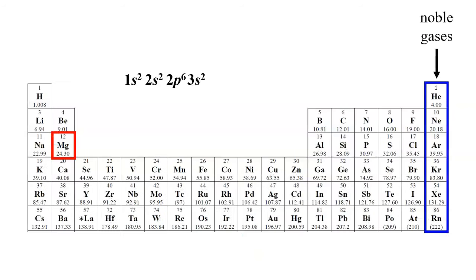Since magnesium is located in period 3, you could use the noble gas at the end of the previous row. So at the end of period 2, that would be neon. And if you write neon in brackets, that abbreviates 1s2, 2s2, 2p6, and then all you would have to write after neon in brackets would be 3s2. So there is both the complete and the noble gas abbreviated electron configuration for the element magnesium.